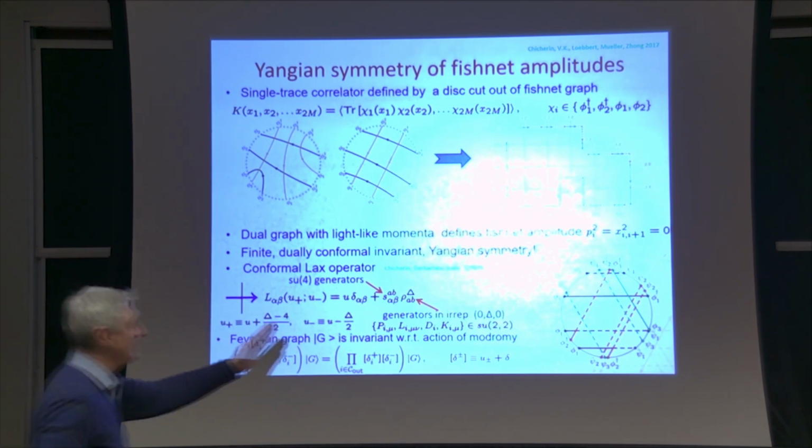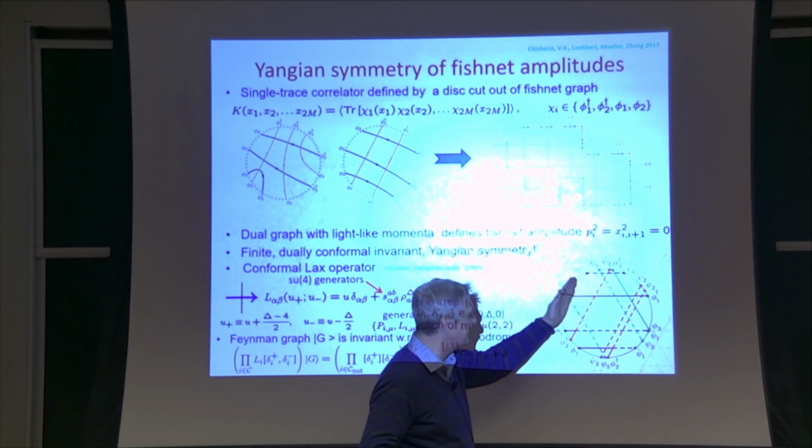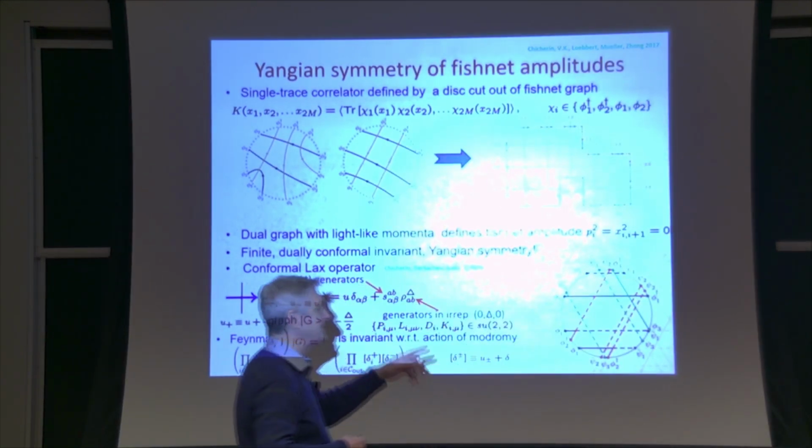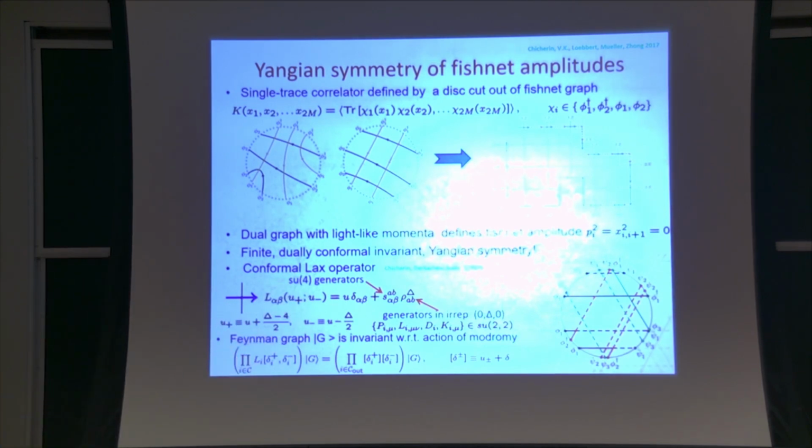I can, for example, move this line through this crossing, and it will be another graph. So I can move all these lines, even fixing the external legs. So there is some trivial sum over graphs. The rest is completely fixed.